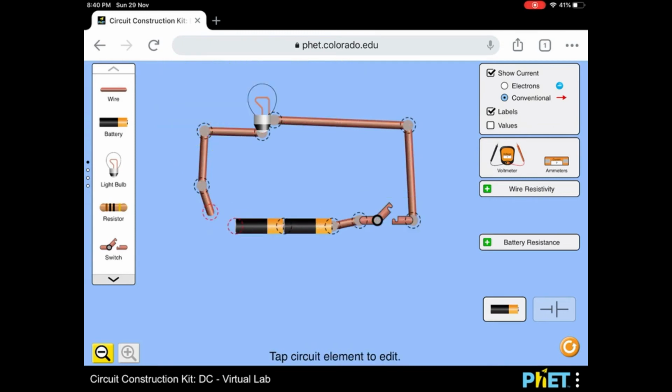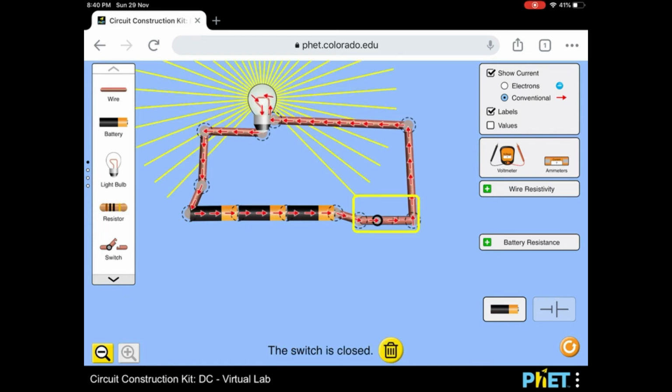Okay, I'm going to break the circuit from this point. Let me connect one more cell. Okay, now let us close the switch. Okay, the brightness even increased as well as the speed of the arrows also increased. That means as we increase the number of cells, that will increase the brightness of the bulb.